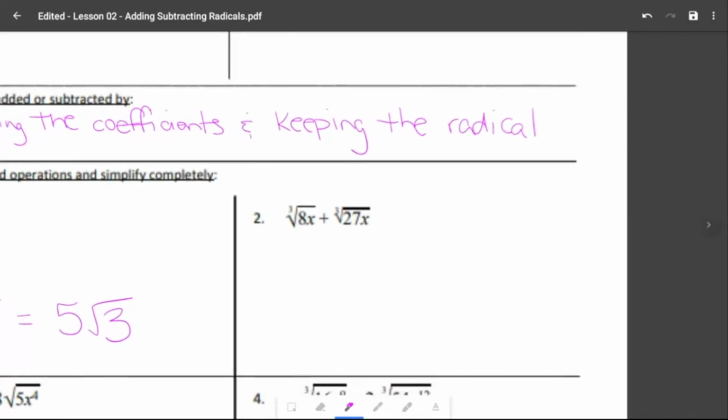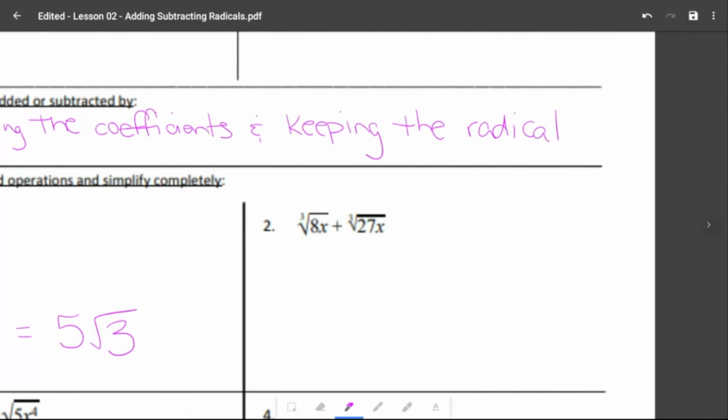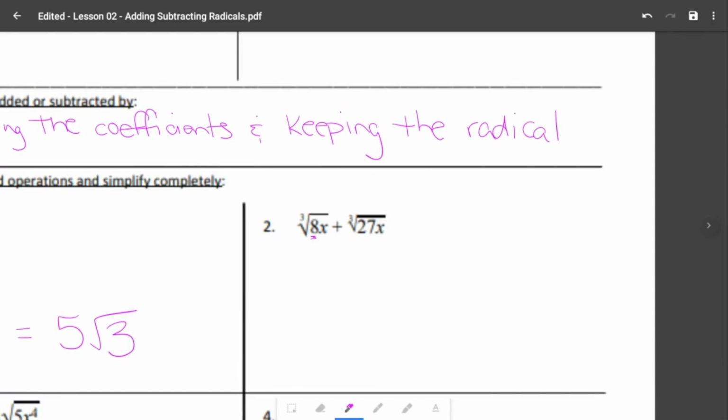All right, number 2, we are going to do the same thing here. Cube roots are the same as square roots in that they have to be the same radical in order to combine. So now this radical 8 is a perfect cube already. We know that it comes out as a 2. And then the x, because the exponent is smaller than the number inside our radical, the index, it cannot simplify anymore. So this one becomes 2 cube root x.